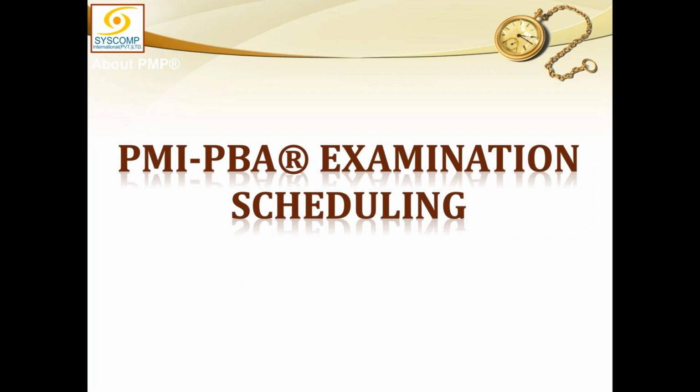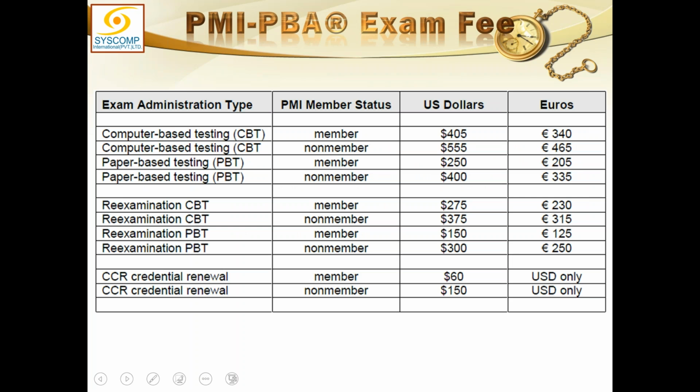Right, now you have understood the syllabus, let's see how you can book your exam. The PBA exam fee is $405 for a member. If you are not a PMI member, then you are going to appear as a non-member and you will have to pay $555.